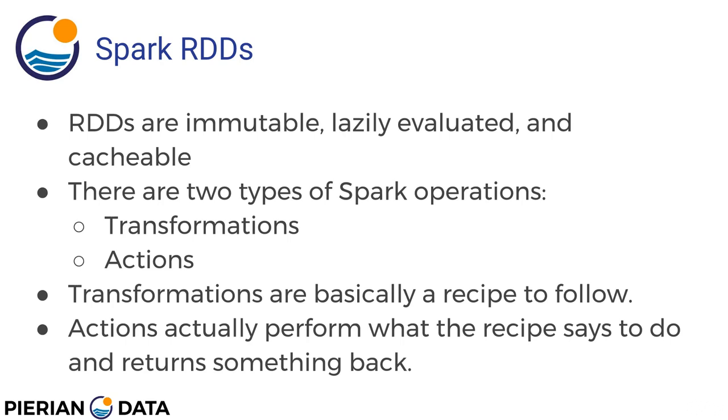So RDDs are immutable, lazily evaluated, and cacheable. There are basically two types of Spark operations: transformations and actions. Transformations are basically a recipe to follow, and then actions actually perform what the recipe says to do and then return something back.